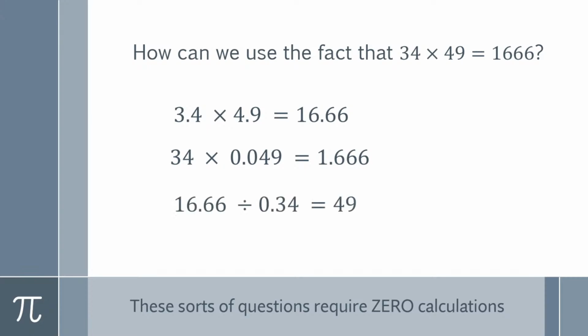In this case, we've got a division. What? We haven't talked about division, but actually, all we're doing is, if you look at our number fact, 1666 divided by 34 should leave us with 49.